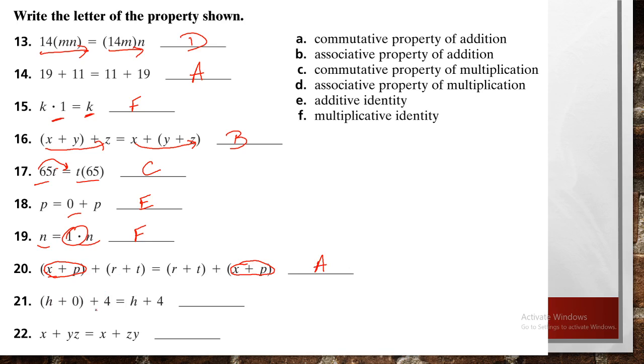This guy, a little tricky. H plus 0 plus 4 equals H plus 4. Well, what's actually different between the two? It's the adding of the 0 to get basically the same thing. There's a little more going on, right? But that's still the additive identity.